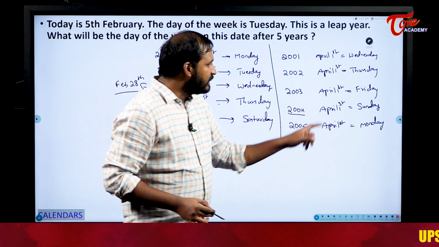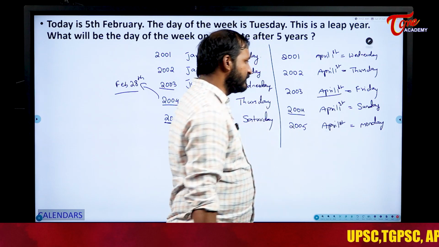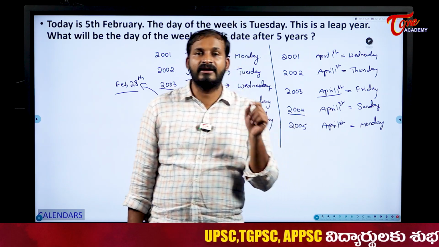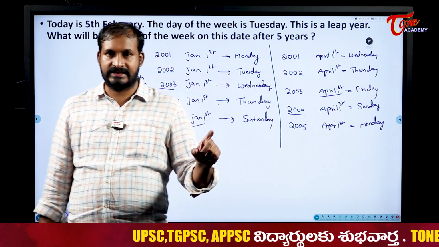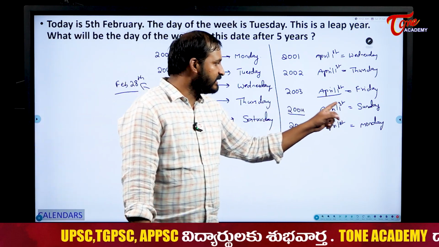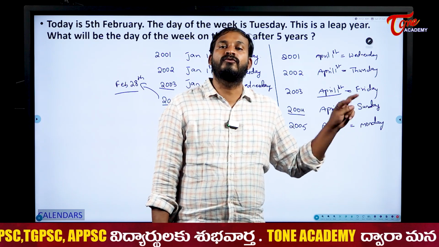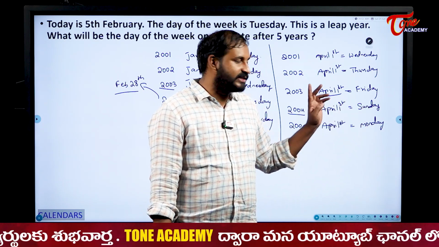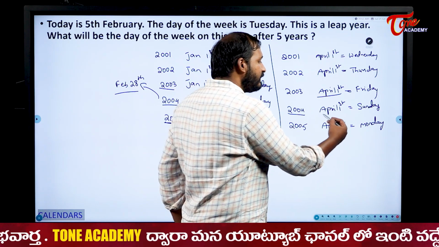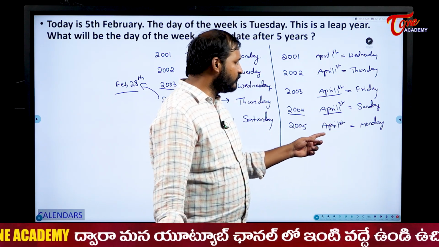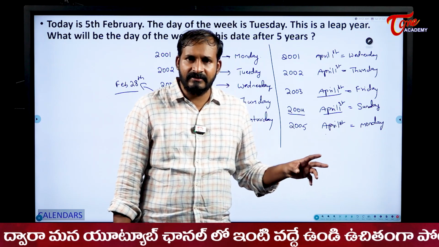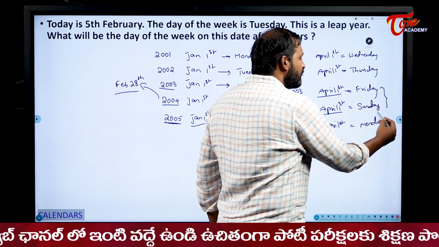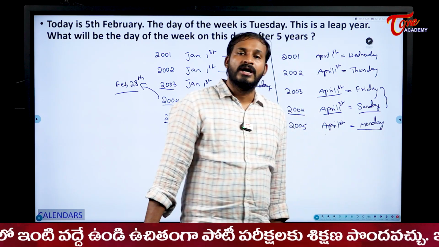Now please see this date, what is it? April 1st. From April 1st to 2004 April 1st, will I cross February 28 or not? Yes, I will cross. Because of that, here itself we will have a 2 days jump. So Friday jumped to Sunday. Instead of Saturday, it directly jumped to Sunday. From April 1st to 2005 April 1st, will there be any change? No change. So already it has jumped from year to year. Because of that, from here onwards, it will run normally.